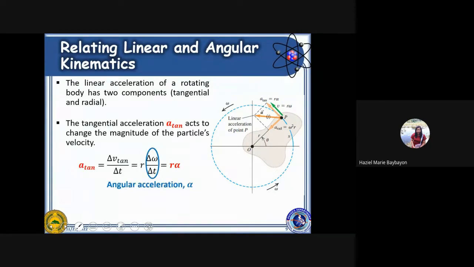Now, as to the angular acceleration, as the velocity changes, the angular velocity also changes. Okay? So, the tangential acceleration, this one, is equal to R alpha. Okay, so take note of this equation. A tangential is equal to R multiplied by alpha. So this is the relationship between the linear acceleration as well as the angular acceleration. Okay.